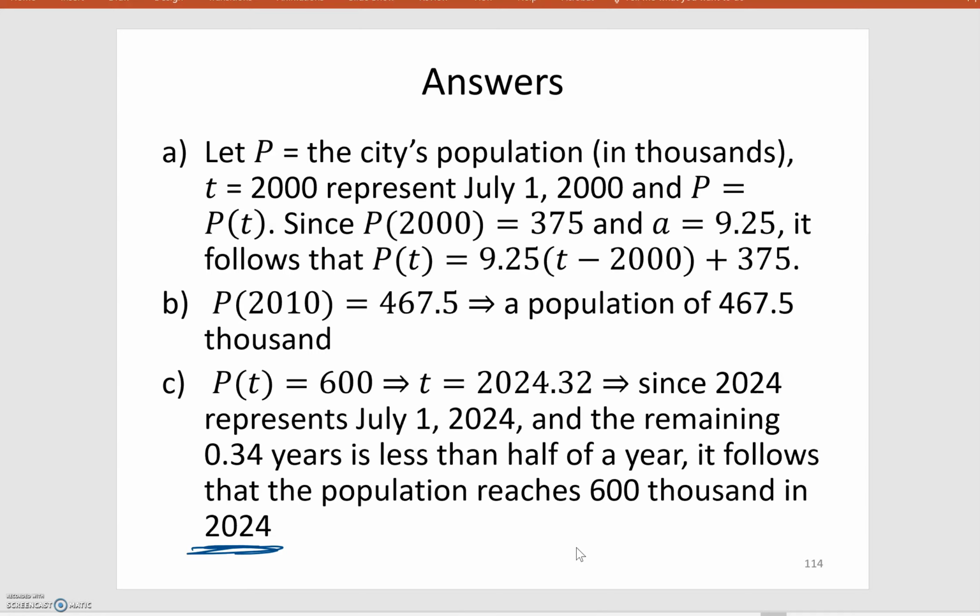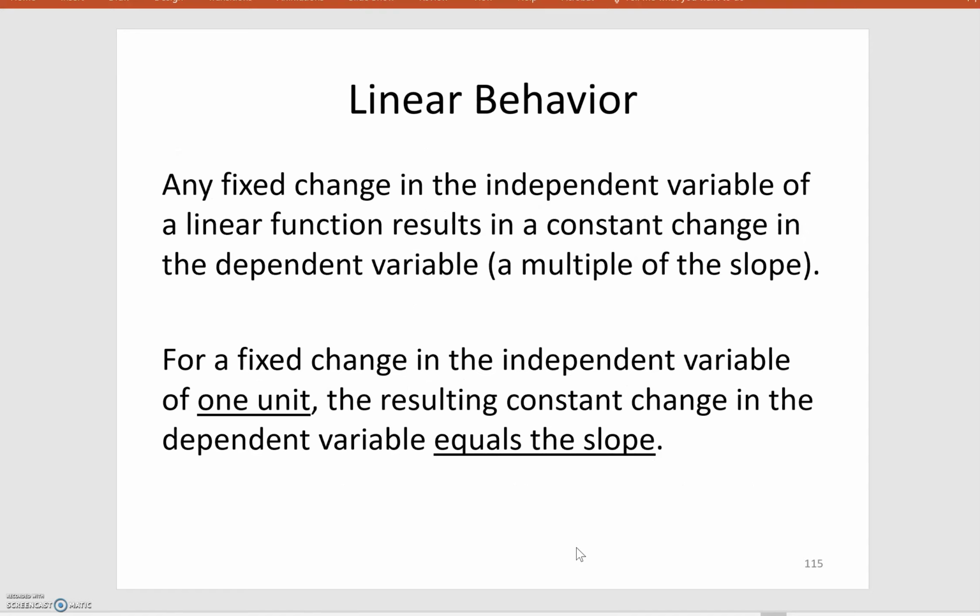So that's a little bit about using the calendar year model. Both of these are examples of linear behavior, and any fixed change in the independent variable of a linear function results in a constant change in the dependent variable. That's what slope means, right? So constant slope, I mean. So for a fixed change in the independent variable of 1 unit, the resulting constant change in the dependent variable equals the slope. The point here is that for a line, if you want to find the slope, you go over 1 unit and see how far up you go.